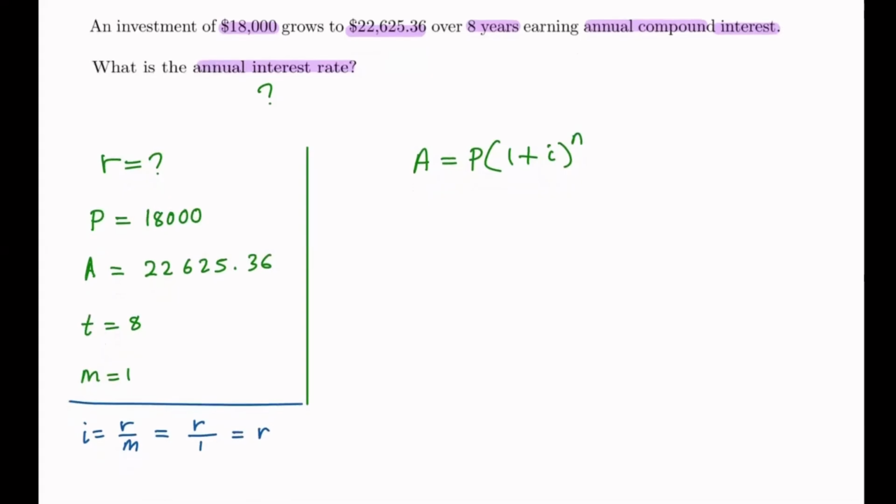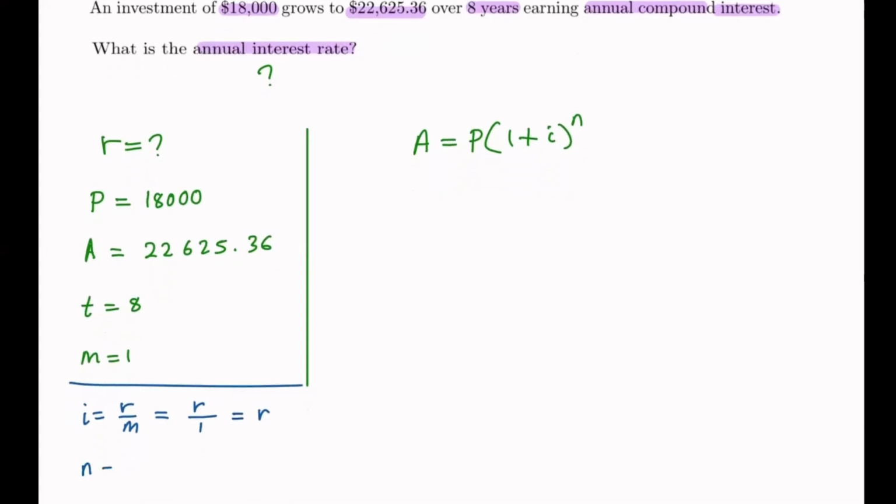Then the next thing we need is N. Well, N is going to be M times T. M is 1, T is 8, so that makes N to be 8. So let's go ahead and substitute them. So we almost know everything. We just need the R to be determined.